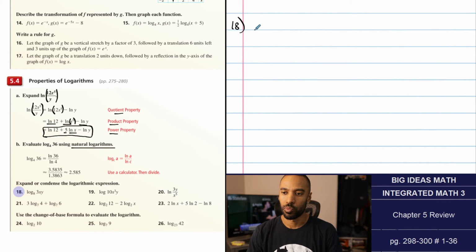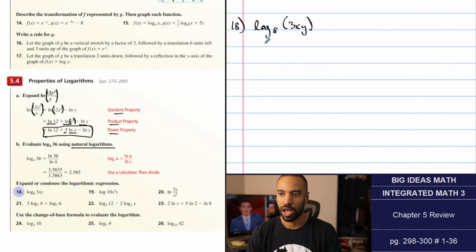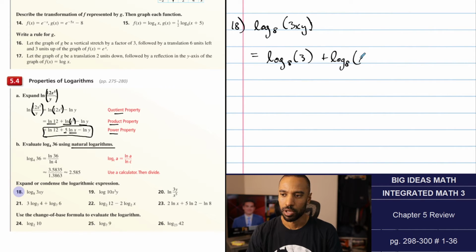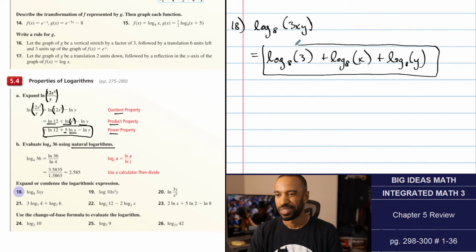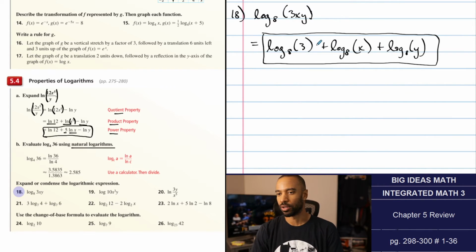So to expand this one, we have log base 8 of 3xy. This is a product, 3 times x times y. So the log of a product equals the sum of these 3 separate logs. Log base 8 of 3 plus log base 8 of x plus log base 8 of y. That's it. There are times where I try and evaluate ones with numbers, like log base 8 of 3. That's not a clean number, though, so I'm going to leave it.